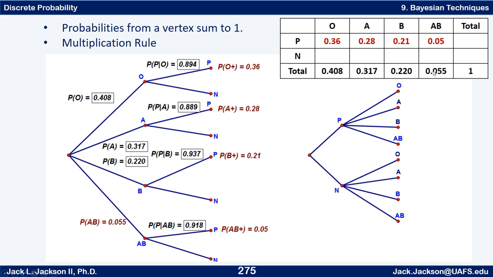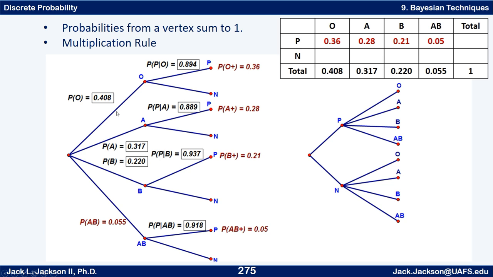Well, we know that we could just do one. We could add up the O, A, and B, and subtract that from the total 1, or in other words, just do 1 minus 0.408 minus 0.317 minus 0.220, and we get 0.055. So if you add up these four, you do get 1. That's finding out this last one down here, because these four have to add up to 1.